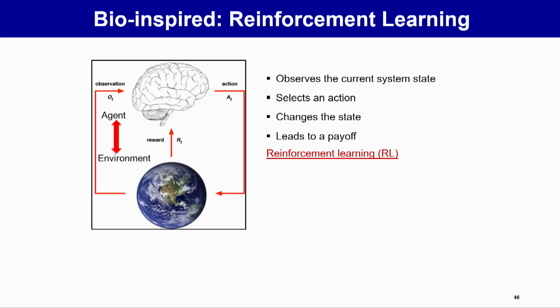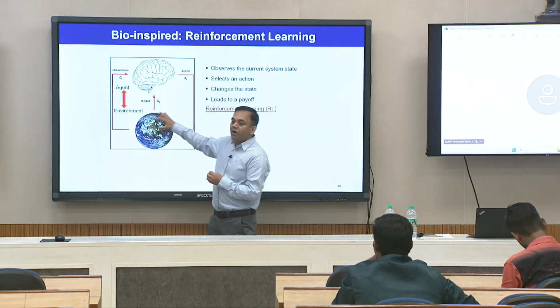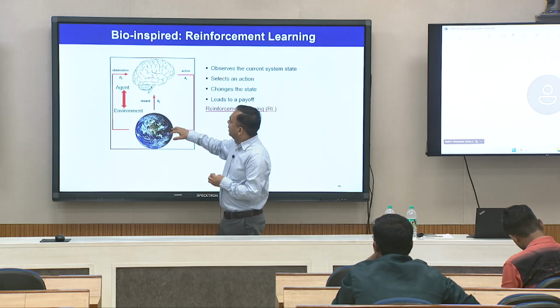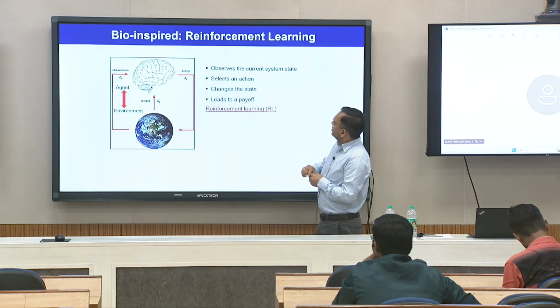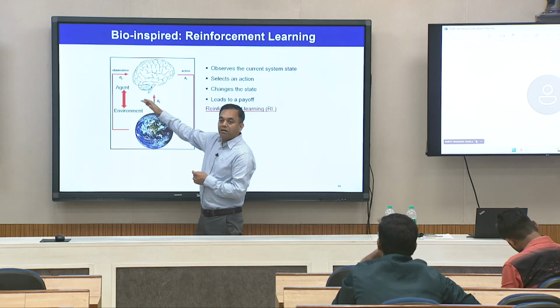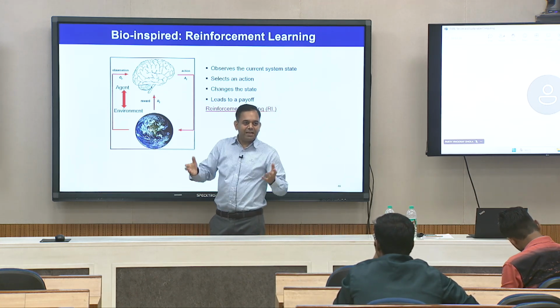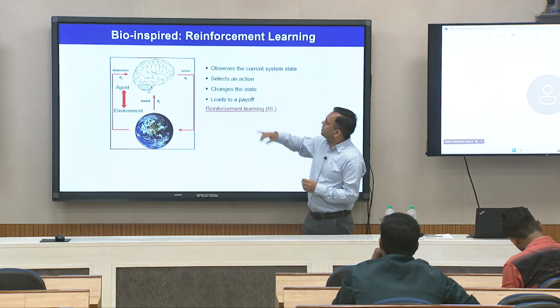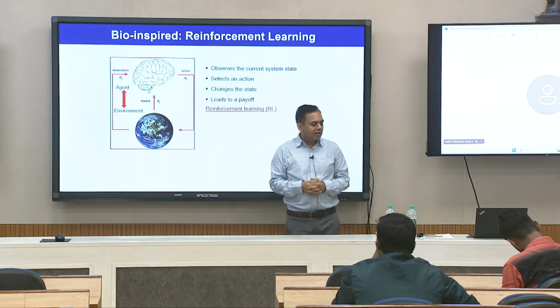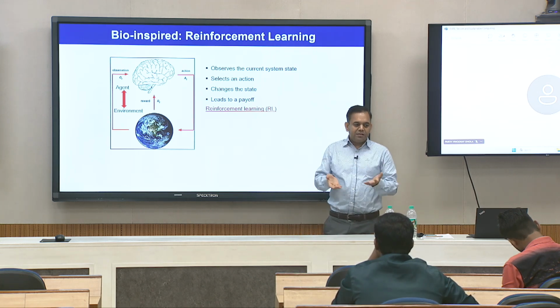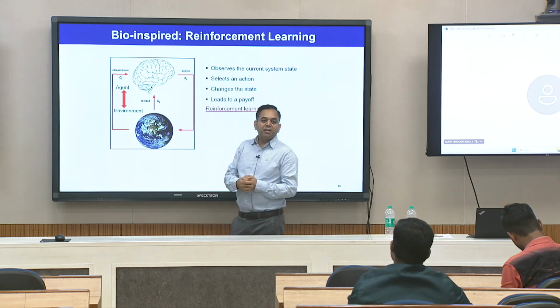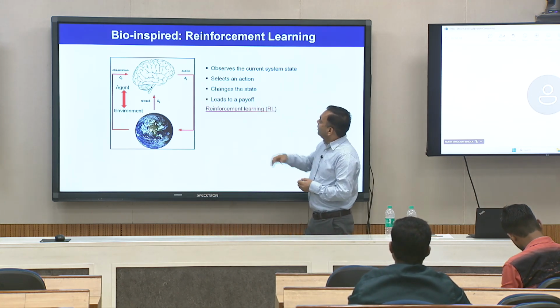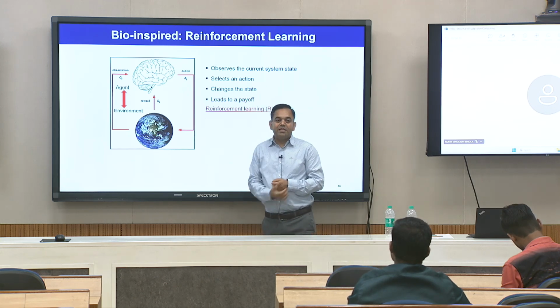So what typically happens in reinforcement learning is that you have some kind of environment, let's say Earth, and you also have an agent. This agent basically observes the environment, so in what state this environment is. That's the first step. It observes the current system state, and based on the state it selects an action, and that action will be applied to that environment. If you do that, the state will change.